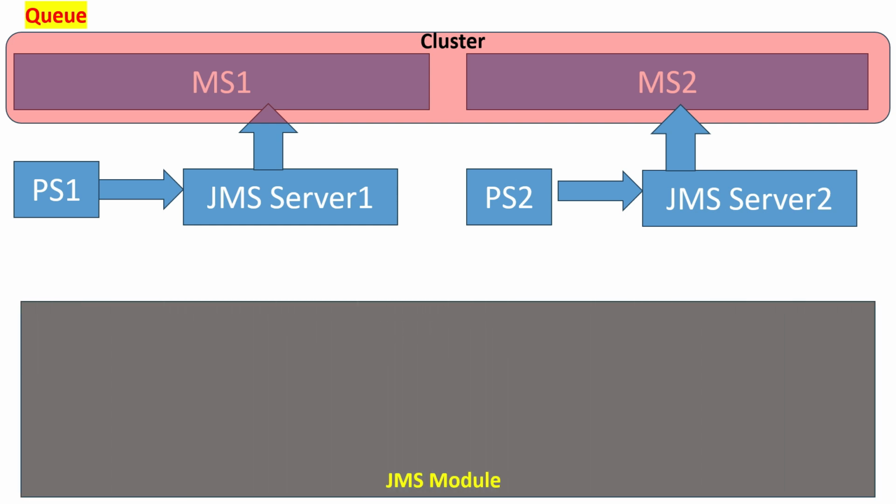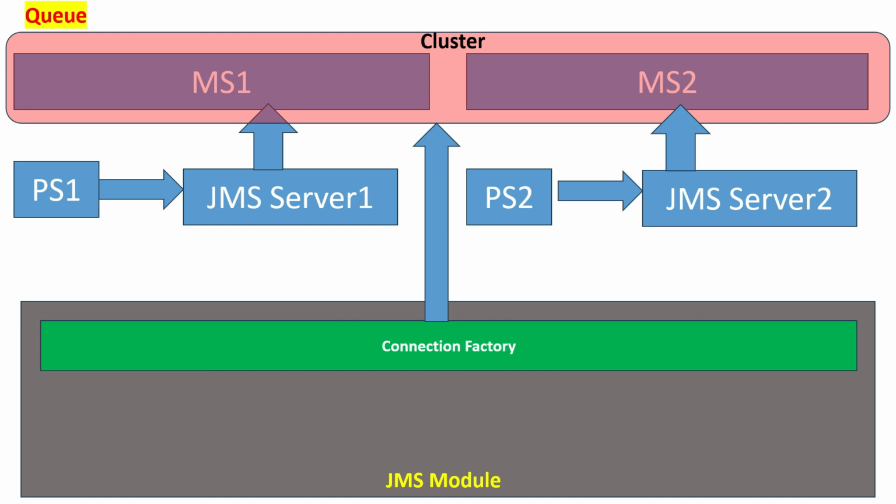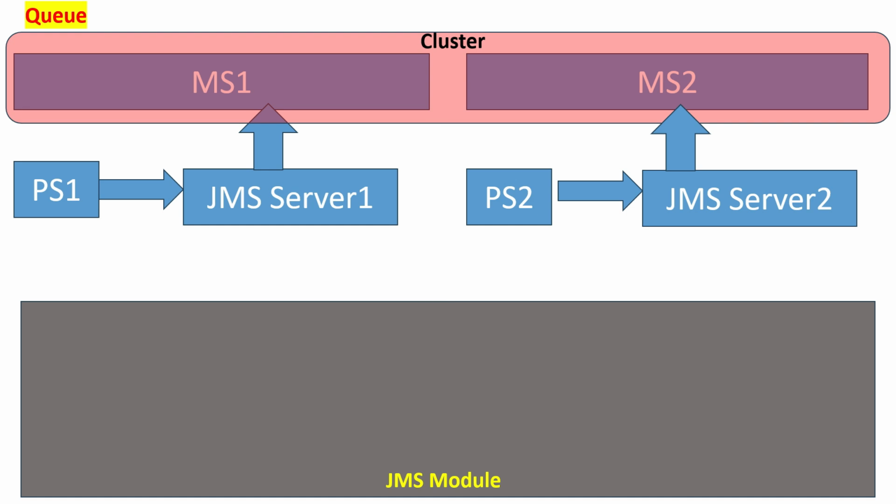Once this is done, you have to configure a JMS module. This JMS module we target to the cluster. Why do we target it to the cluster? Because the JMS module is a collection of all of the resources that we configure in a domain.